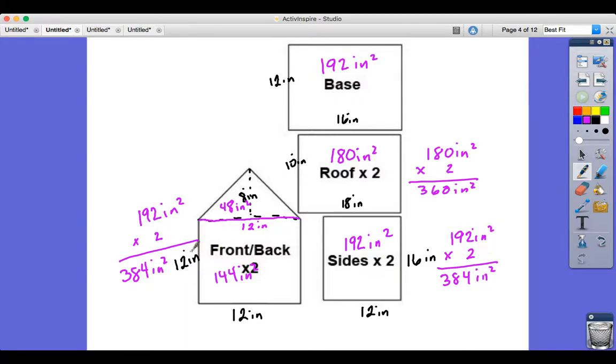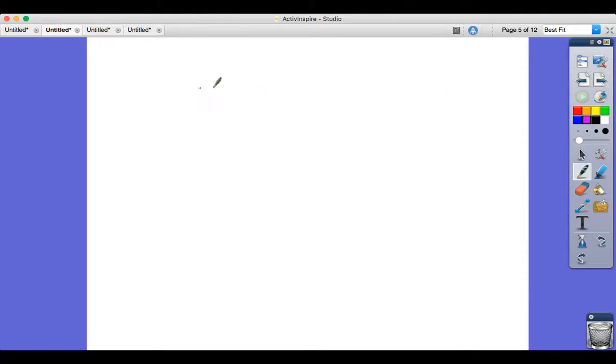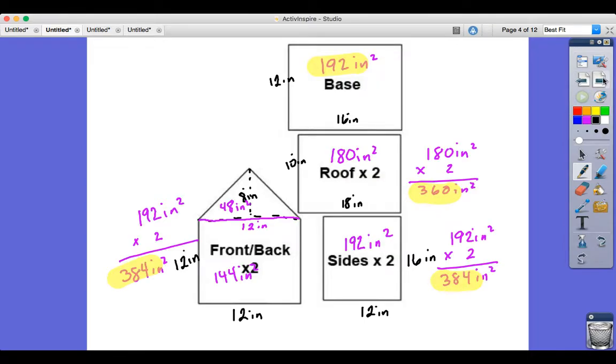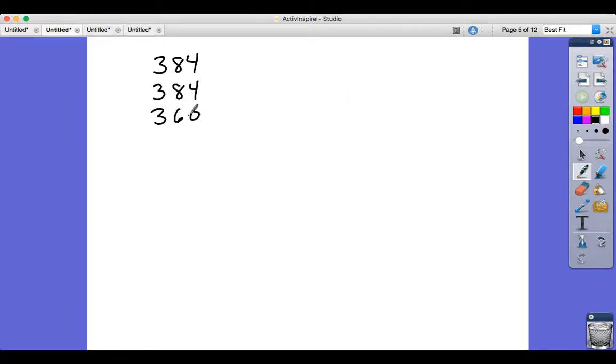And once we add them all up, we'll figure out. So now again, there's a lot of numbers on here. So we're going to take these numbers here and add them up. When we do, we're going to get the surface area. We're going to figure out how much gingerbread it's going to take to make the house. Okay, so how much gingerbread is it going to take to make the house? So we're going to start with 384. We have that 2 times. Then we're going to add to that 360. And we're going to add to that 192. We're going to add these all together.